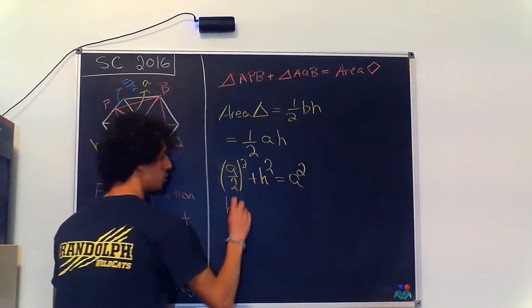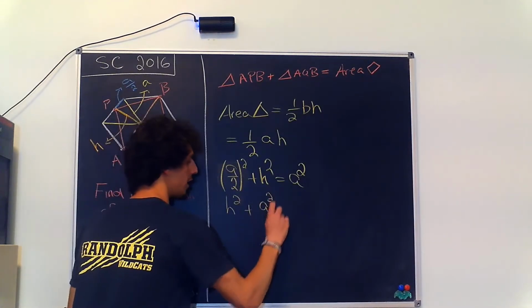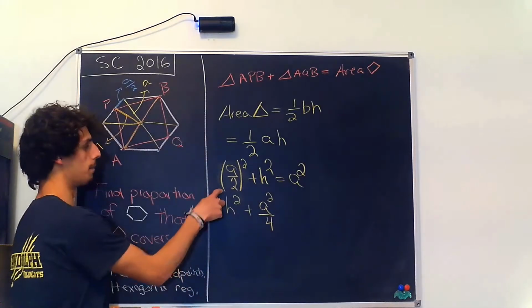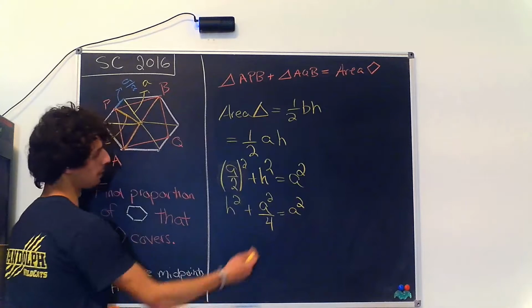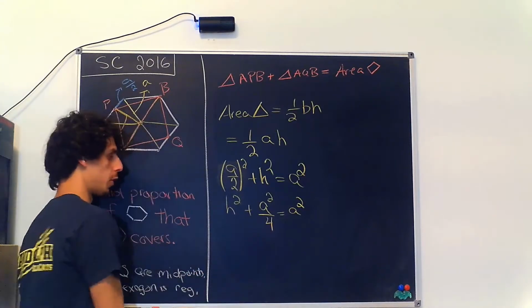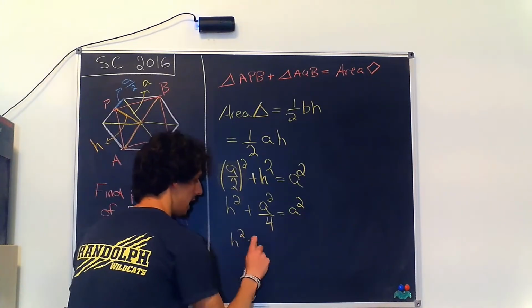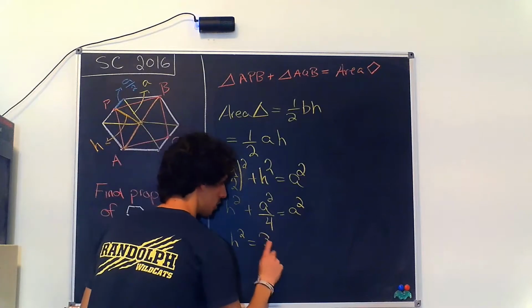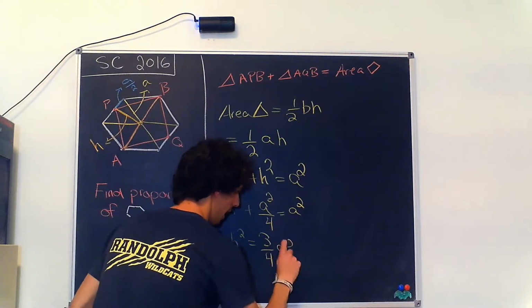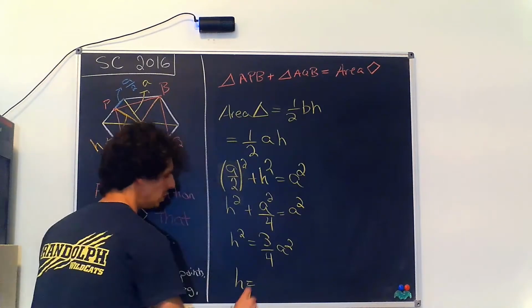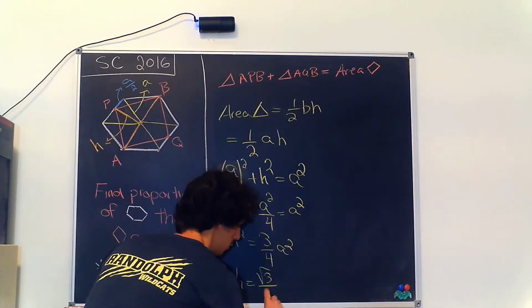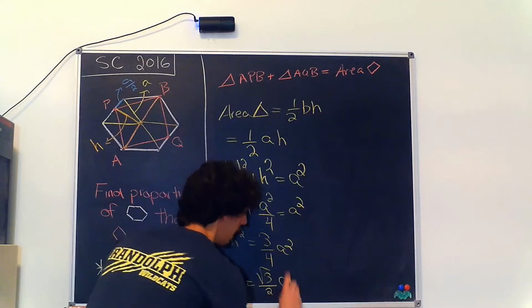So we have H squared plus A squared over 4, that's by squaring this object here, equals A squared. And now we can subtract this A squared over 4 from both sides to get H squared equals 3/4 A squared. But now we can take the square root and only the positive square root because we are working with lengths here. And that makes the most sense.